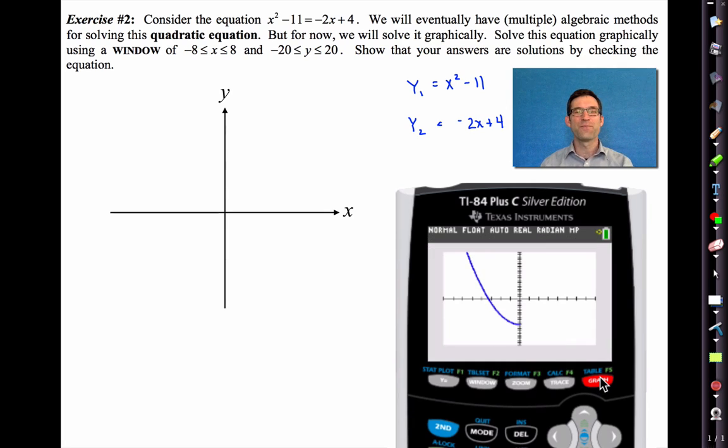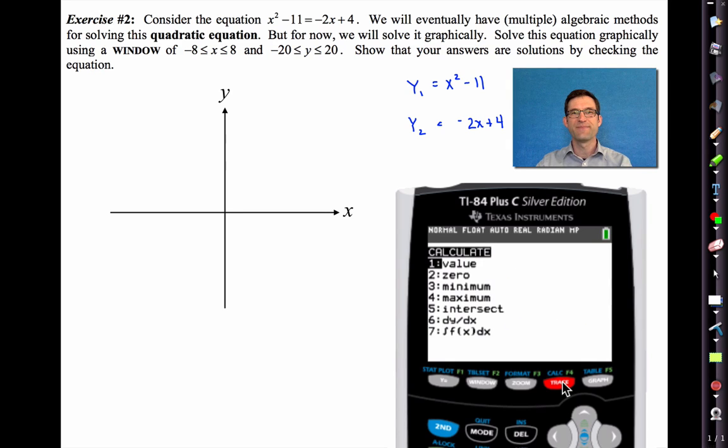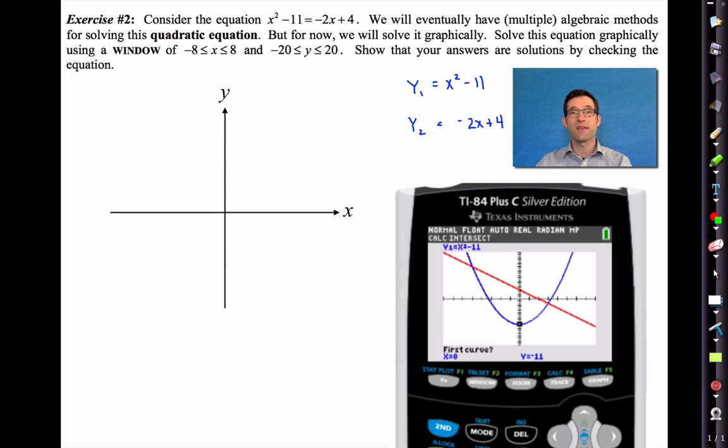Might take a little while. Your calculator's going to be quicker than mine. All right. Now we have to ask the calculator to find the intersection points. Okay, so we're going to go to that calculate menu. Again, remember that's hitting second trace. You'd think I would know that after using it for the better part of 2 decades. Now here there's 2 intersection points, which is kind of cool.